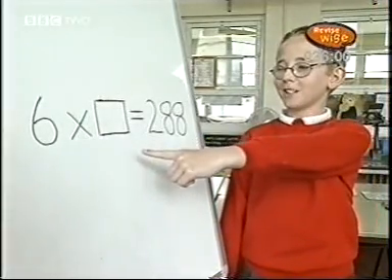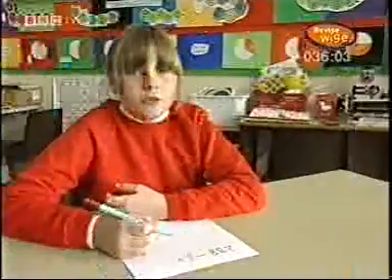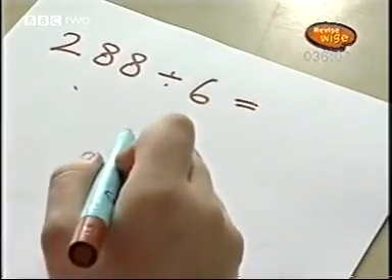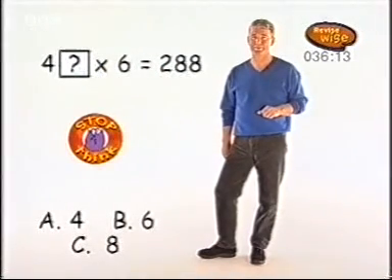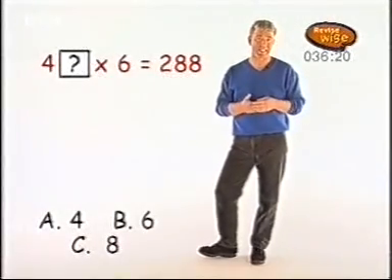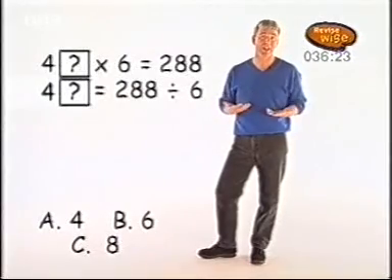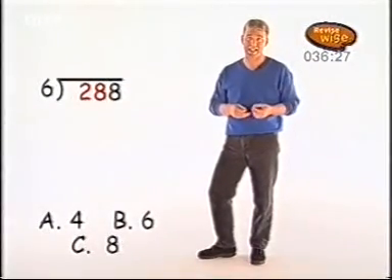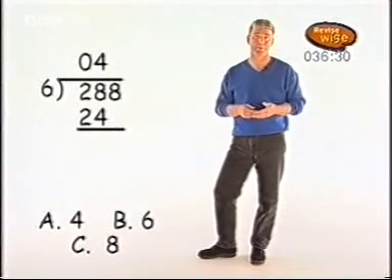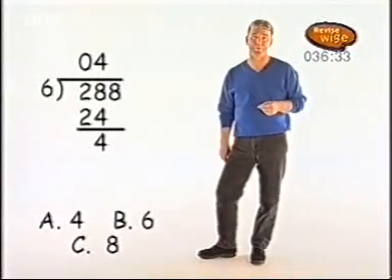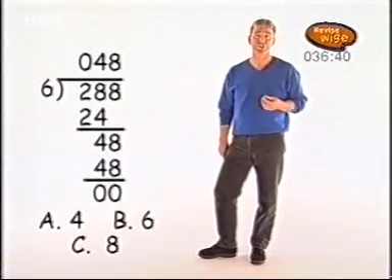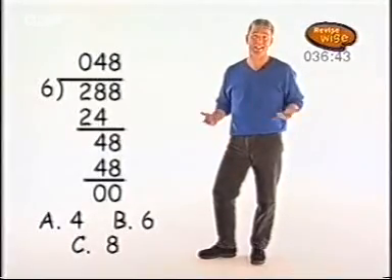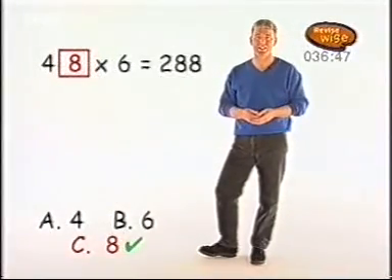6 lots of something must equal 288. If you divide 288 by 6, it will give us the missing number. So what's your answer? If 6 lots of something are 288, one lot must be 288 divided by 6. 6's into 28 goes 4, which is 24. 24 from 28 is 4. Bring down the 8. 6's into 48 goes 8. So 6's into 288 is 48. And so 8 is the missing digit, and C is the right answer.